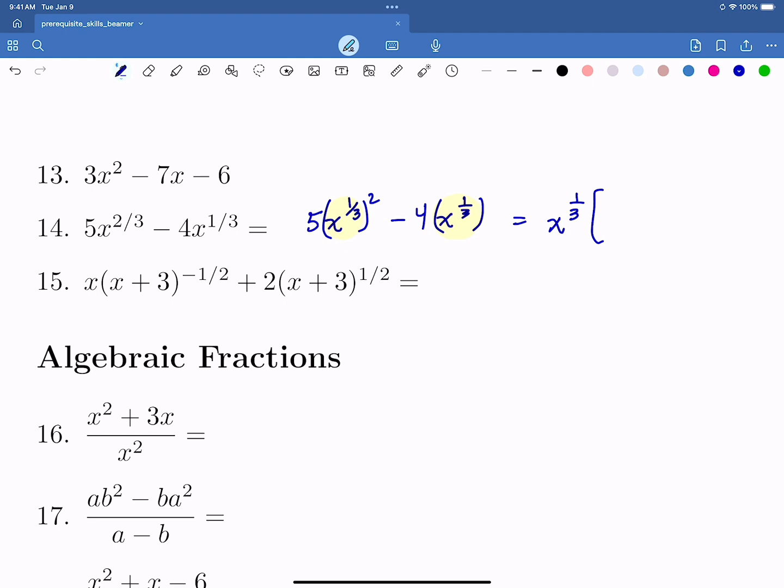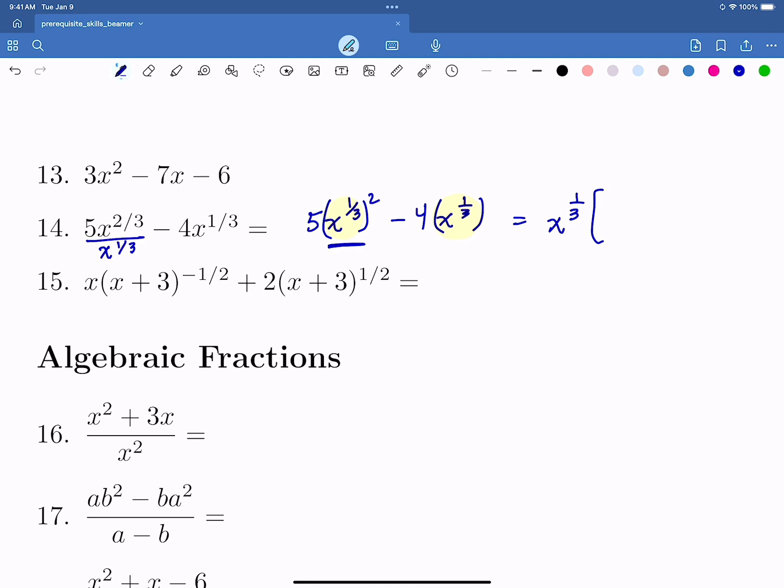When I factor it out from the first term, factoring out means dividing. So I'm dividing by x to the power 1/3. When we divide, we subtract our rational exponents. When the base is the same, we subtract those rational exponents. So dividing by x to the power 1/3, I'm going to subtract that exponent. It's going to leave me with x to the power 1/3.